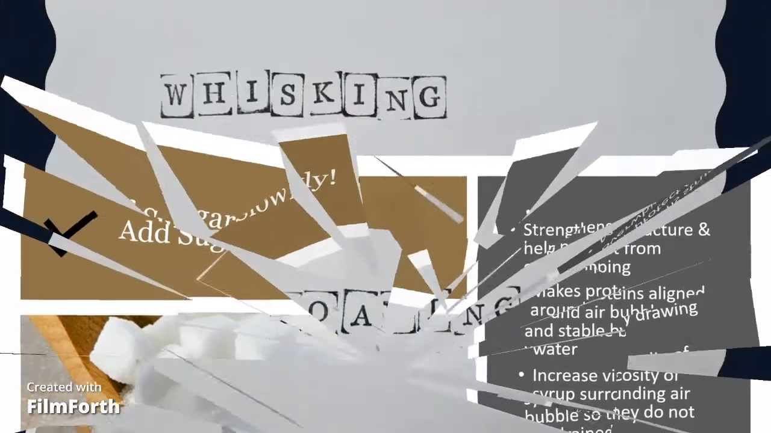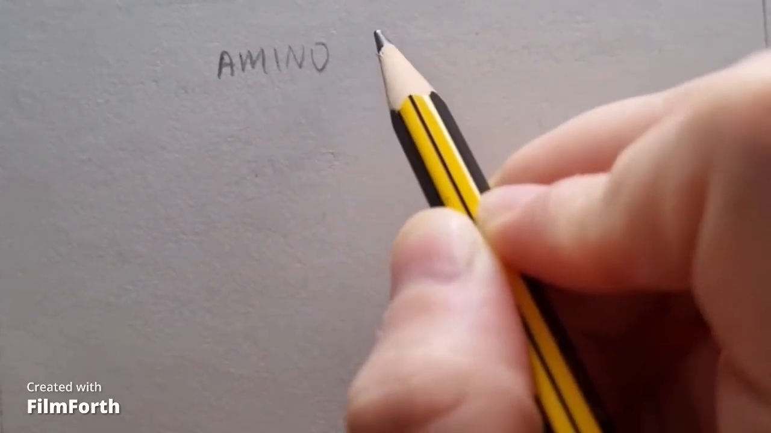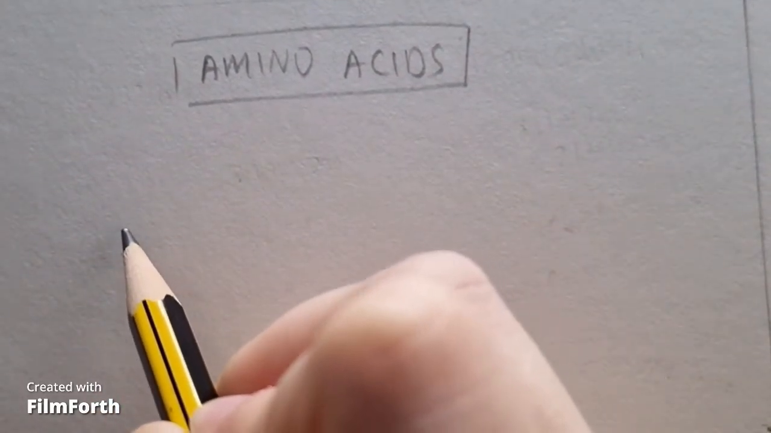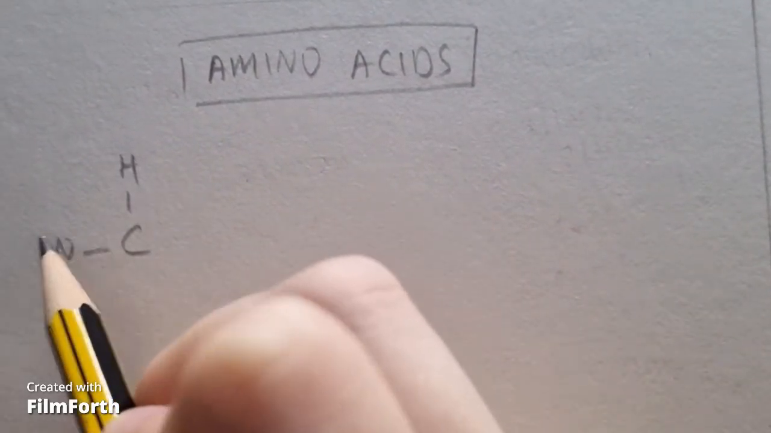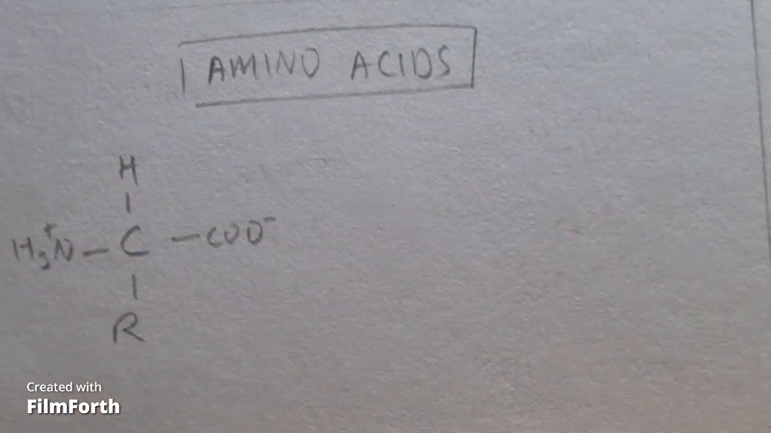Now let's take a look at the whisking and foaming process. Ready, go! The mastermind behind egg white foam is the egg proteins. These proteins are made of amino acids with this structure: a carbon center bonded to hydrogen, an amine group, a carboxylic group, and an R group.